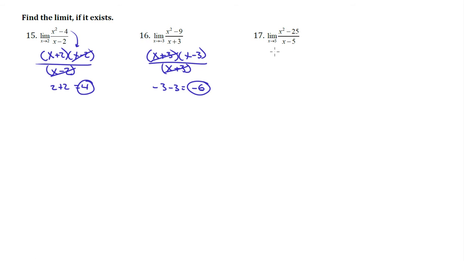Okay, this one here, still a difference of perfect squares. x plus 5, x minus 5, all over x minus 5. So those x minus 5's reduce out, and we put in 5.